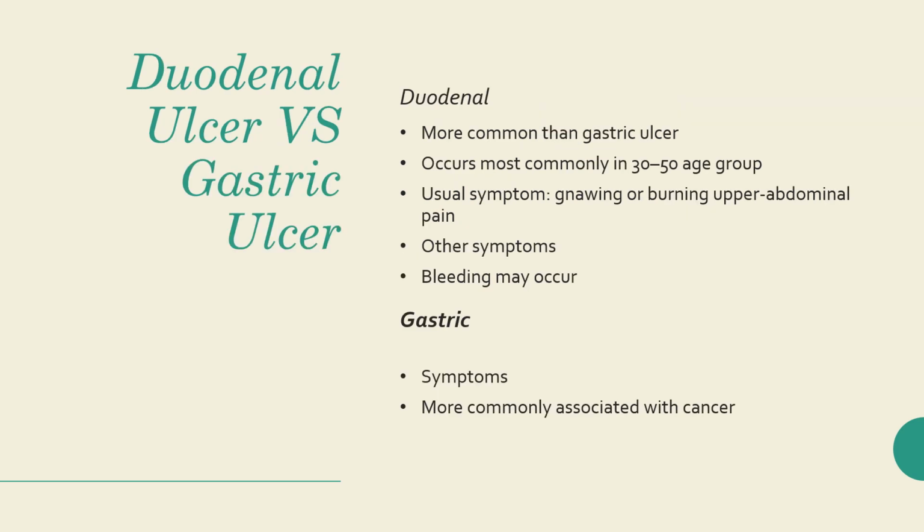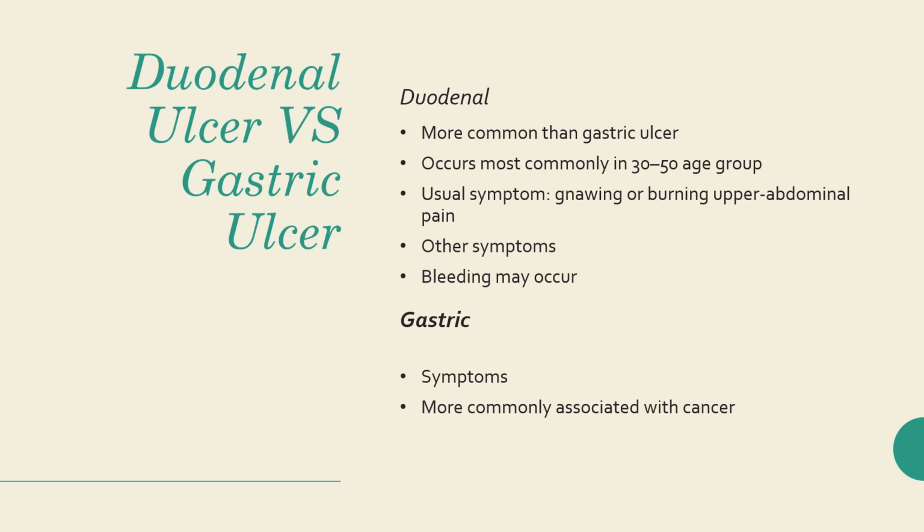So when we're thinking about peptic ulcer disease, you can have different types of ulcers, and those are duodenal or gastric. For duodenal, just know that they're more common than gastric, and they occur commonly in clients ages 30 to 50. Usually the symptoms are going to be a gnawing or burning upper abdominal pain, and this can occur within 1 to 3 hours after meals. The pain's also going to be worse when a client has an empty stomach.